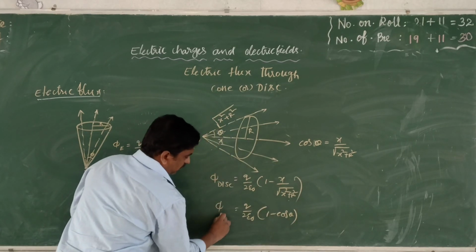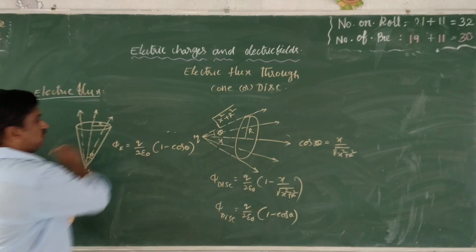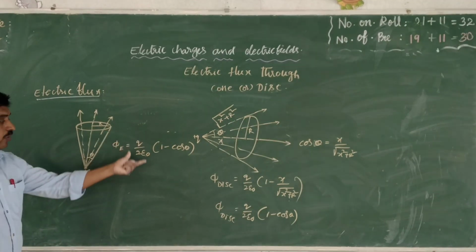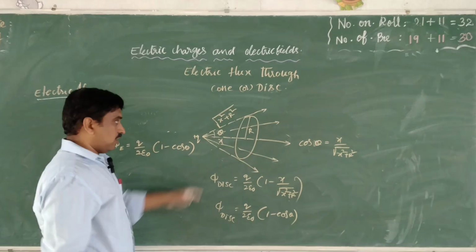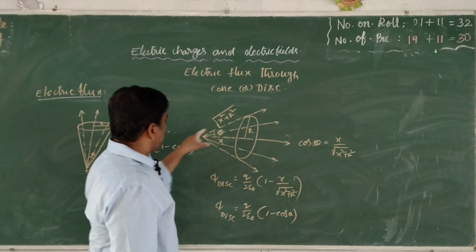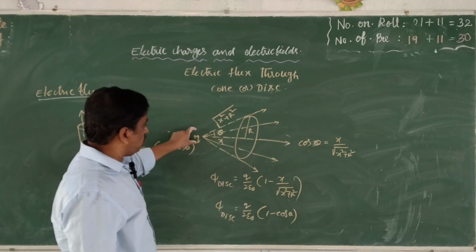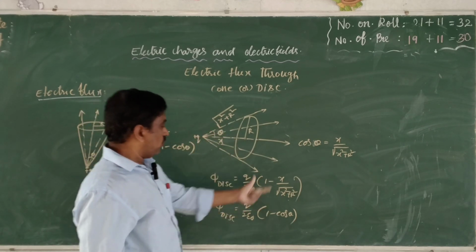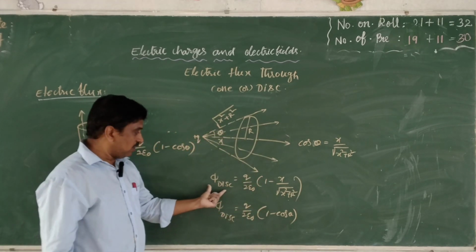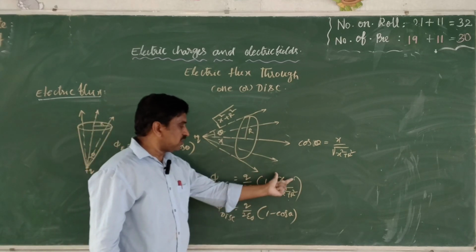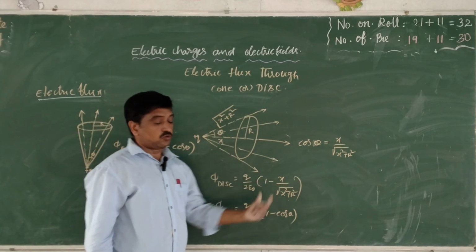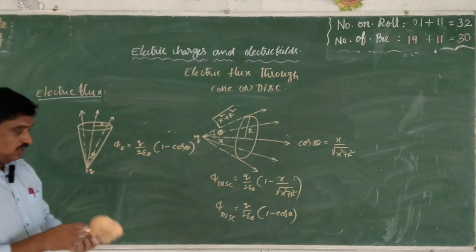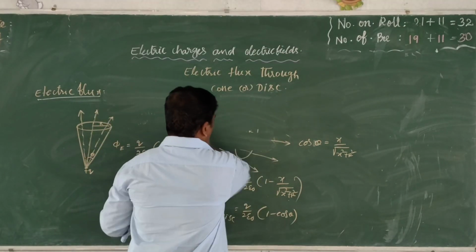We can derive and show this. Flux through a cone is q by 2 epsilon naught into 1 minus cos theta. For the flux through a disk, a plus q charge is placed at x distance along the axis. In that case, what is the flux? Through the disk it is q by 2 epsilon naught into 1 minus x by root of x square plus r square. Both are related, so we can prove this. First, we take a disk and find the flux through it.